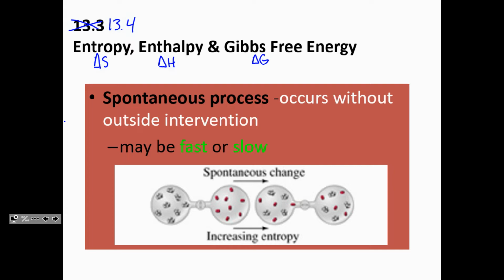So if we go through a spontaneous change, we will go through something called entropy most of the time. So the first thing we're going to talk about is entropy. It's the letter S, and usually it's a capital S. It's a measure of randomness or disorder. A lot of people use the word chaos.